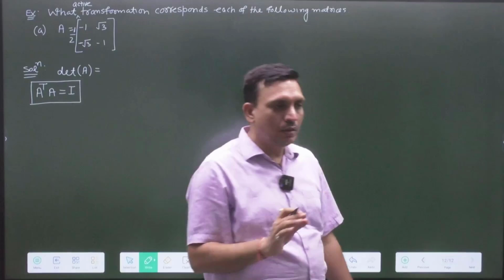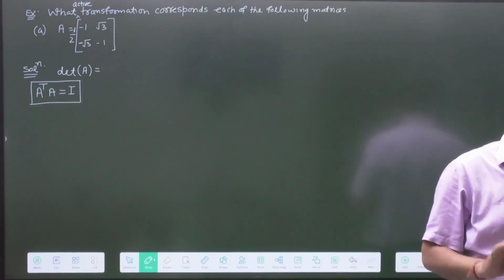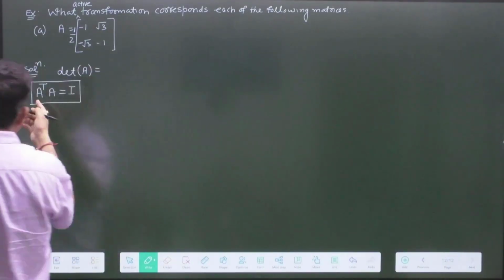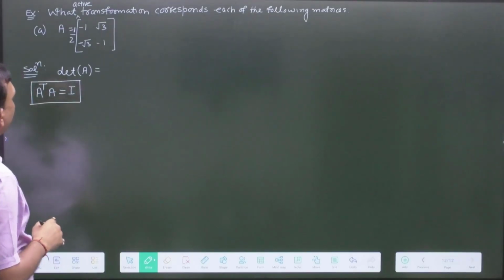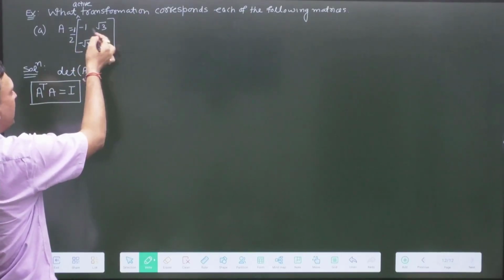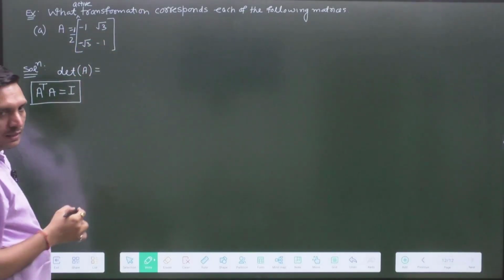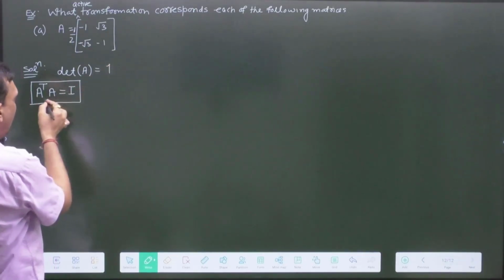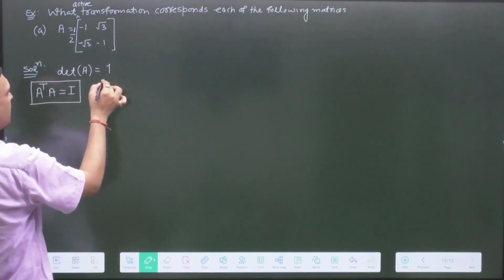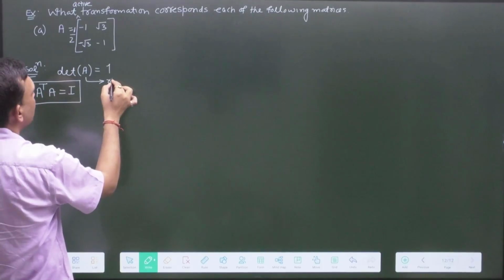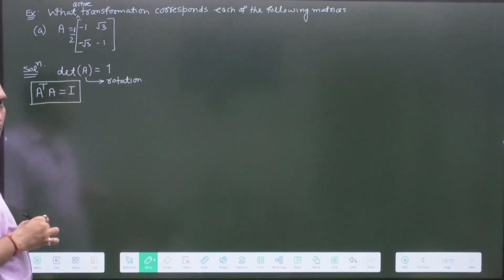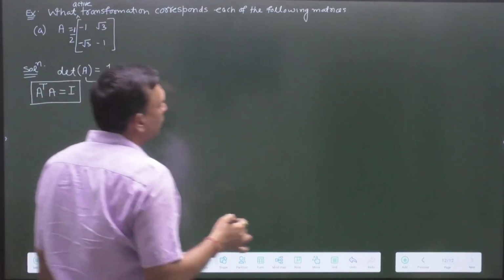I am talking about orthogonal matrices only. You have to use this when the matrix is orthogonal. You can easily check A transpose A is identity. When you calculate the determinant, just multiply each element by 1 by 2 and then find the determinant. You are getting 1, and A transpose A is also identity. It means this corresponds to rotation. So what is our matrix?